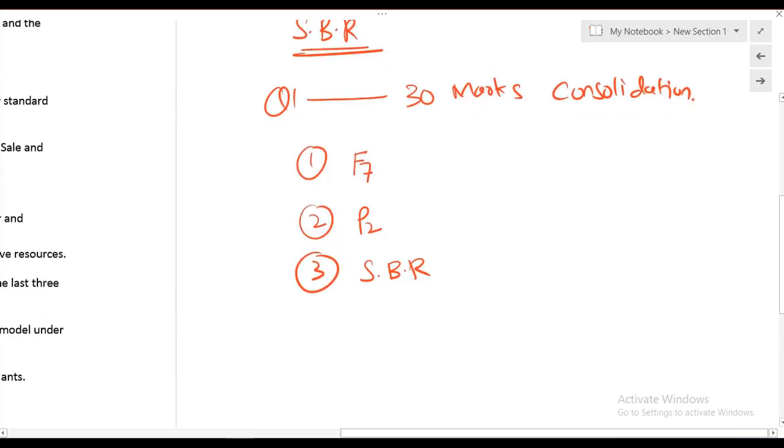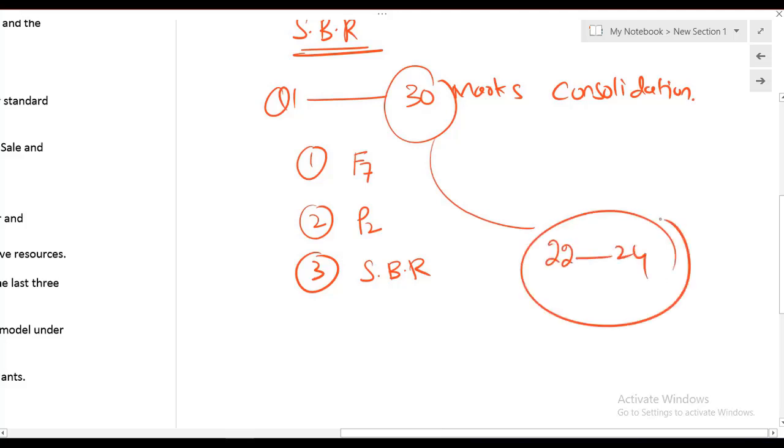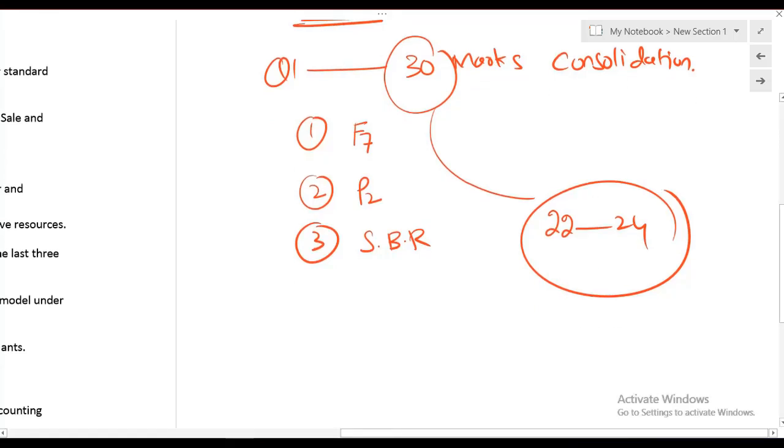It means that if any one of you can manage to get, out of 30, let's say around 22 to 24 marks, then obviously chances of clearing this paper in first attempt are much higher, because getting around 22 to 24 marks out of 30 means the student is almost passed. The student is almost passed, no issue at all.